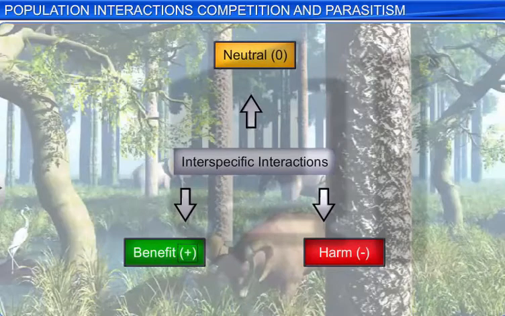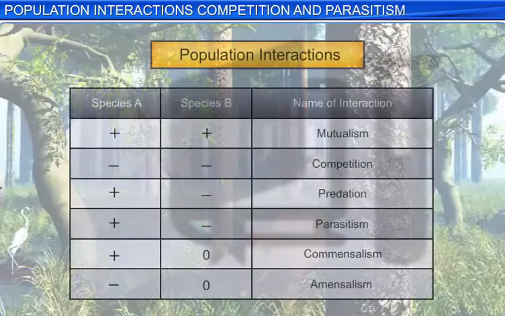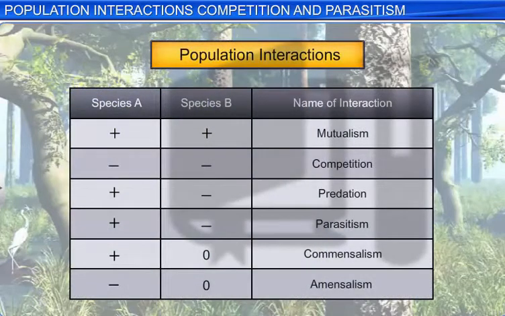Using a plus sign for beneficial interaction, minus sign for detrimental or harmful interaction, and 0 for neutral interaction, the possible outcomes of the interspecific interactions are shown in the table. During competition, both species lose out during the interaction, while in parasitism, the interspecific interaction benefits one species and harms the other.